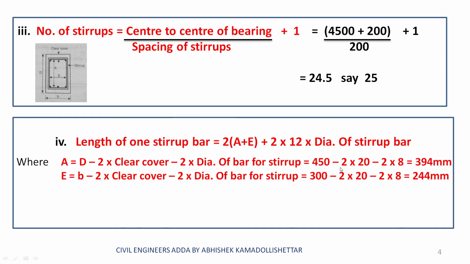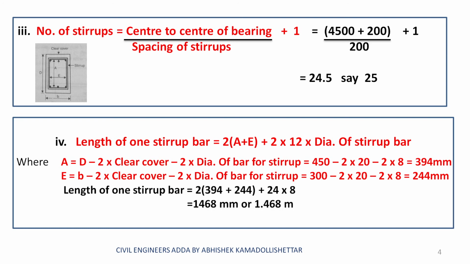450 mm minus 2 into clear cover is 20 minus diameter of stirrup is 8, so accordingly E also is calculated. So A is 394, E is 244. So finally the length of one stirrup bar is equal to 2 into 394 plus 244 plus 224 into 8. Okay, so that yields me around 1.468 meters.